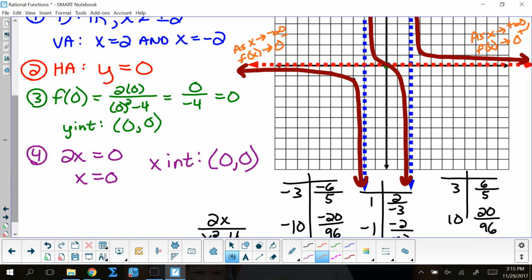And down here, as x approaches 2 from the left, my function is going to negative infinity. And as x approaches negative 2 from the left, my function is going to negative infinity.